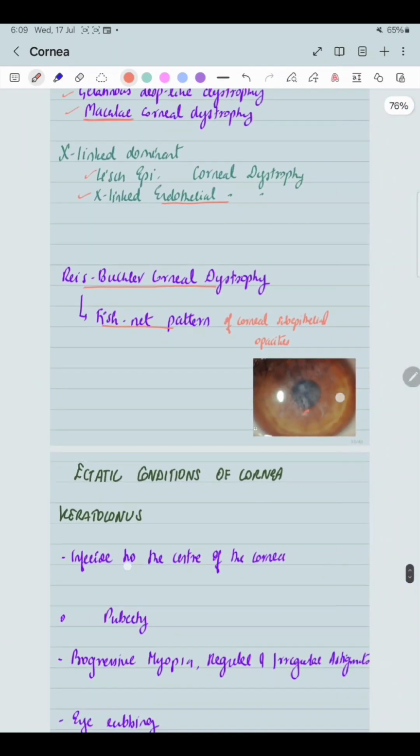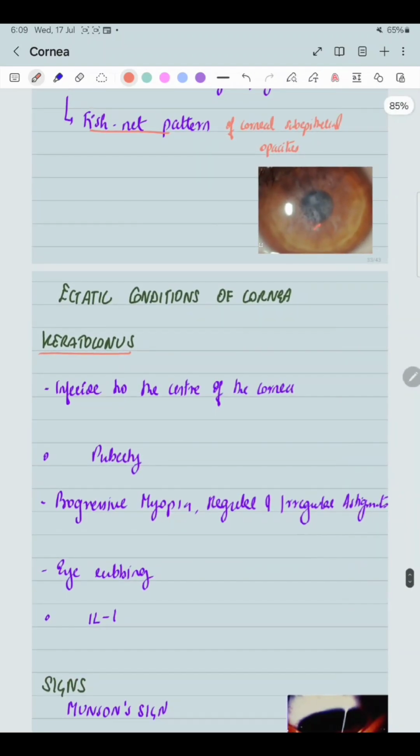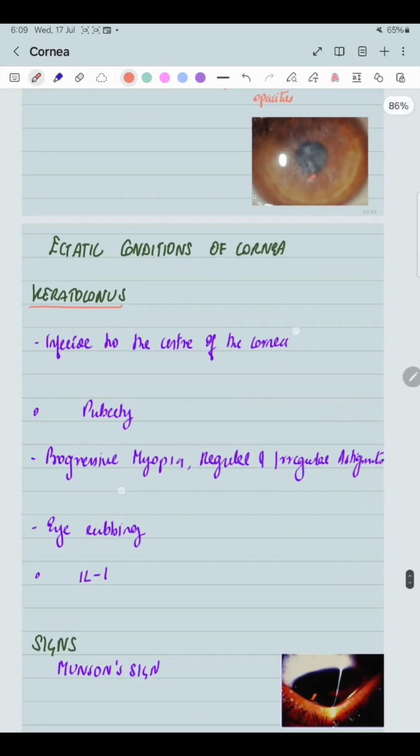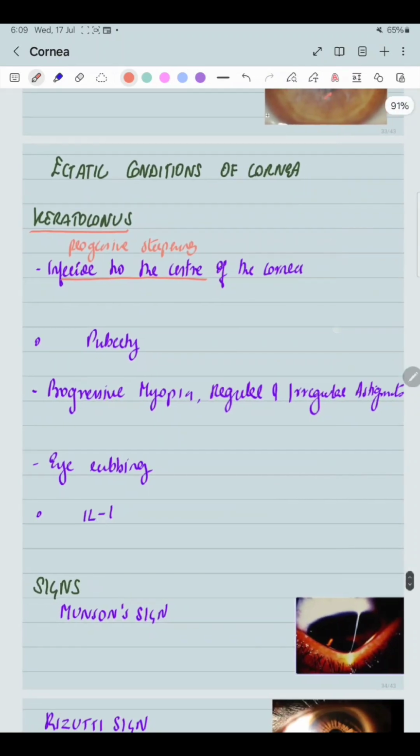Next, coming to ectatic conditions of cornea. First, we will discuss keratoconus. It is a conical cornea, also known as conical cornea. There is progressive steepening, most typically inferior to the center of the cornea, that is keratoconus.